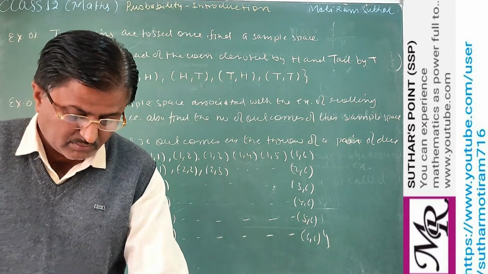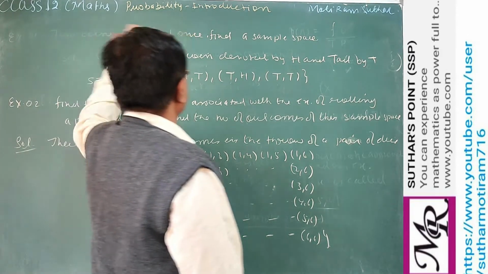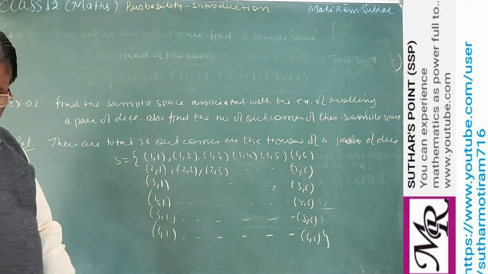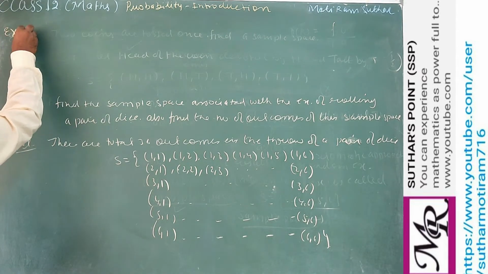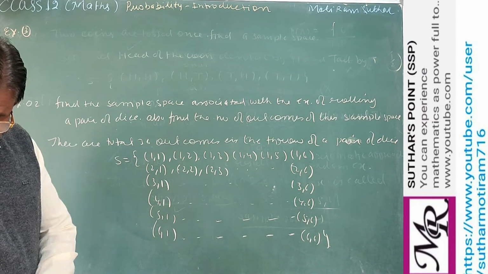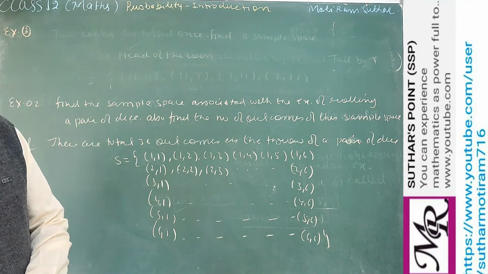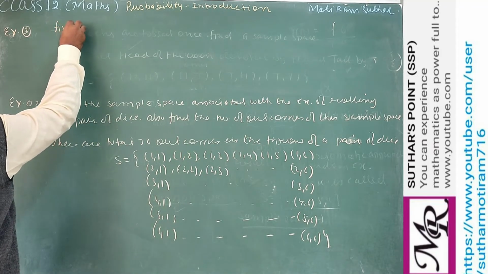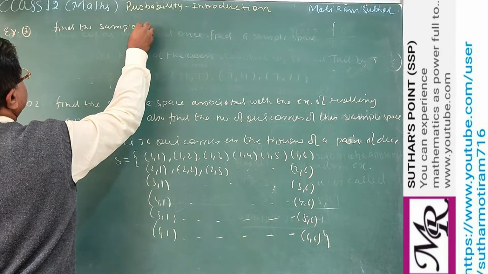Now see example third, a very easy example. You only have to find the sample space of the experiment. So the third says, in each of the following experiments, specify the appropriate sample space. Means you have to find a sample space.